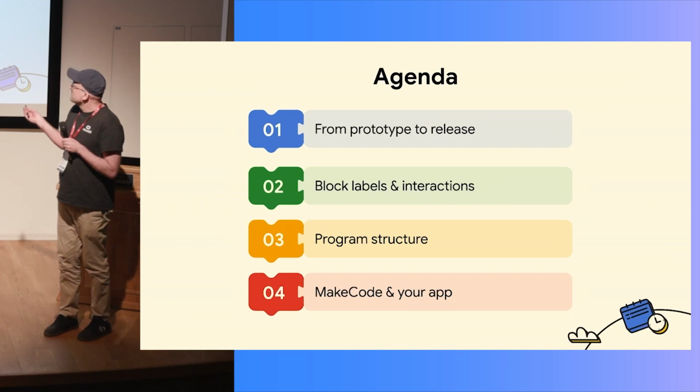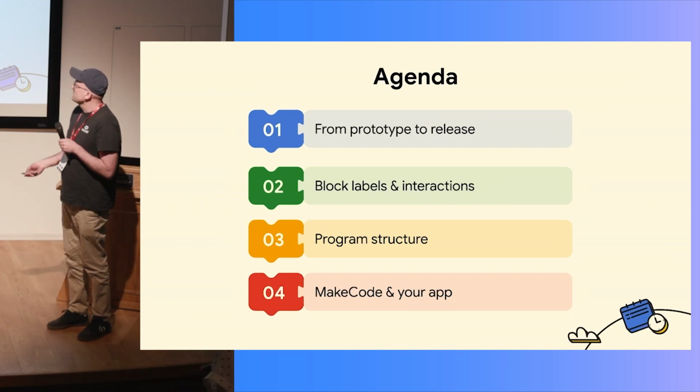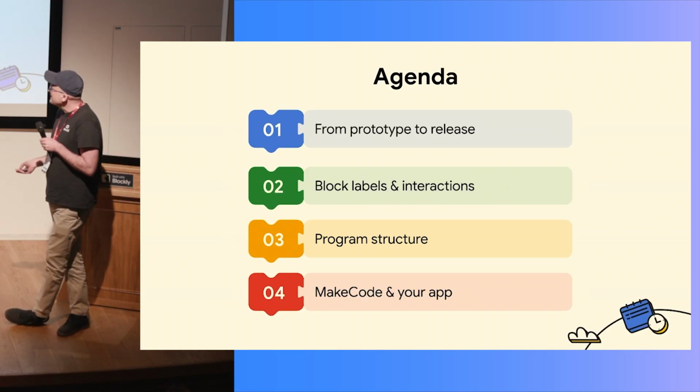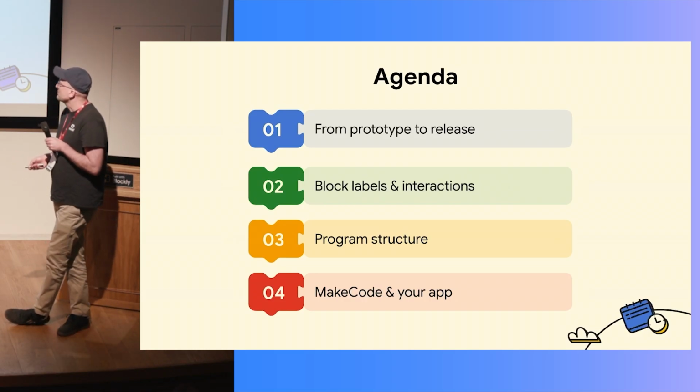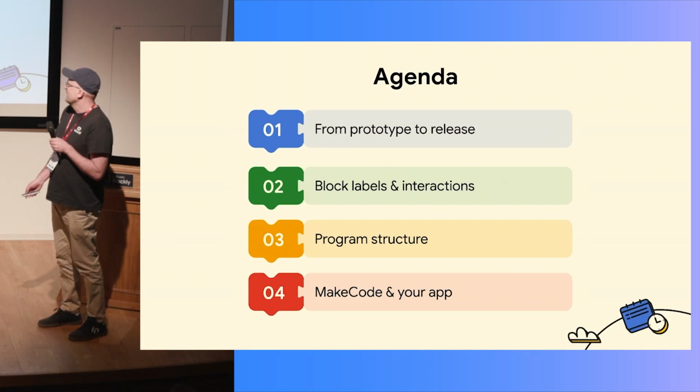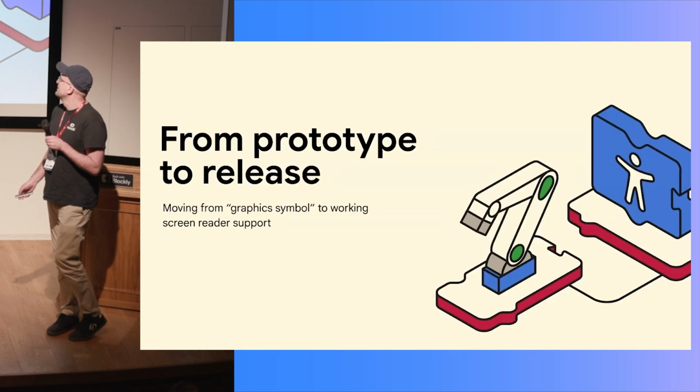This is the agenda we're going to run through today, talking through in a bit more detail the process from prototype to release, focusing on some of the details of the feedback that we got from user testing, thinking about the difficult problems, and then some problems that were specific to MakeCode and might come up in your app too.